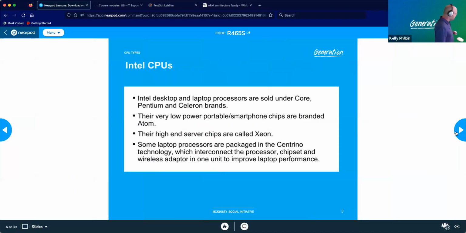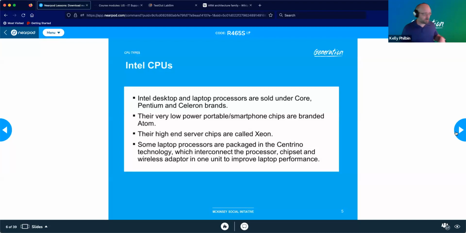So Intel tends to be more the enterprise type processor. They have their own desktop and laptops, and they tend to be sold under Core, Pentium, and Celeron brands. Do you need to know all the different types of processor chips? No, but you should be familiar with the brand names as they come up, like Celeron, Pentium, and be able to identify them with Intel or AMD.